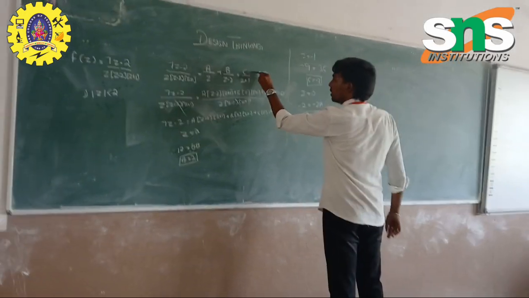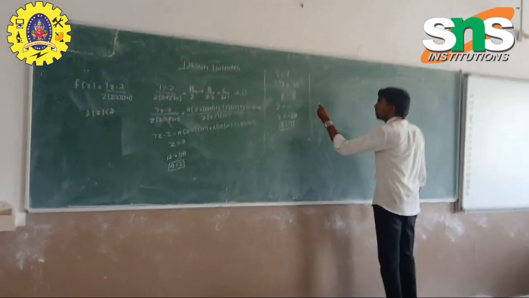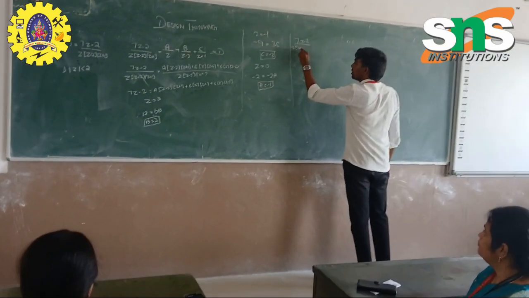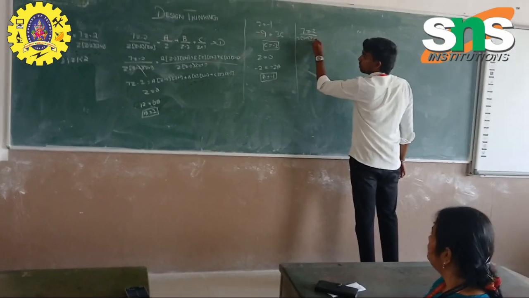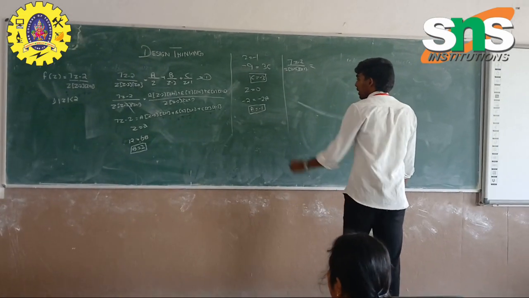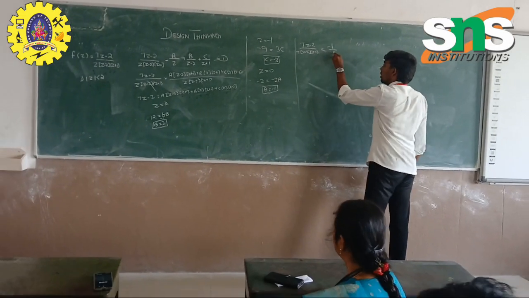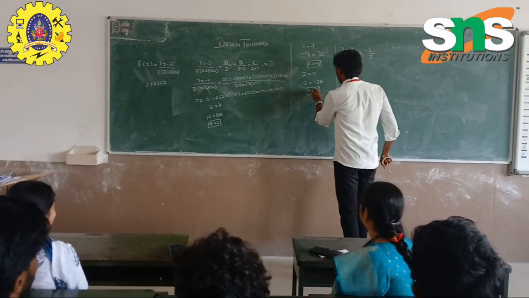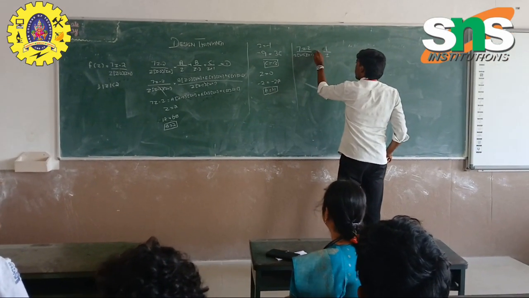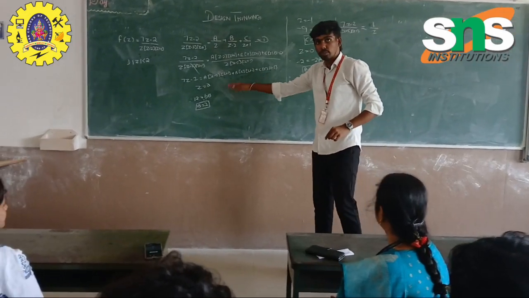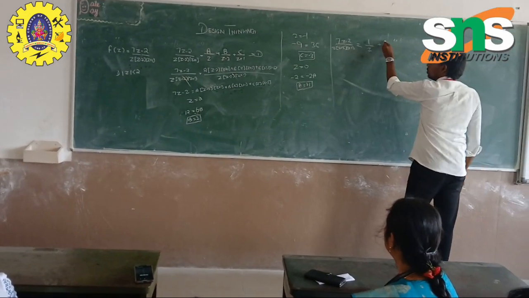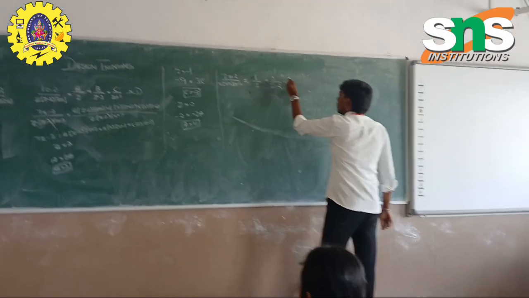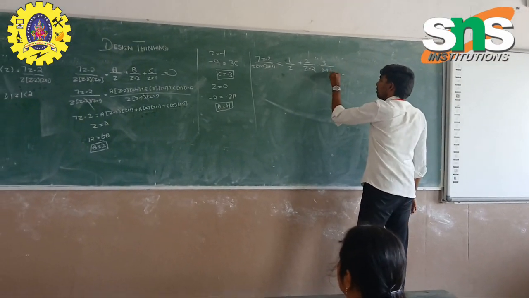We can substitute here the values. That is 7z minus 2 over z into z minus 2 into z plus 1 is equal to a value, which is 1, that is 1 by z minus 1. So the a value is 1 and the b value is 2, which we have found out. It is 2 by z minus 2 and the c value is minus 3. Minus 3 by z plus 1.